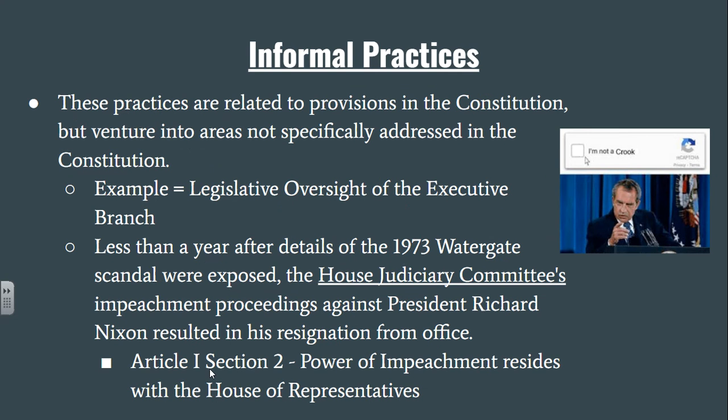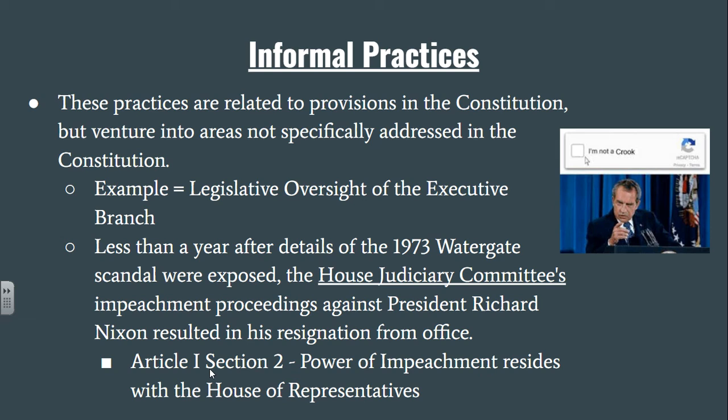All right. And then last, what we're going to talk about is informal practices. So what are these? We talk about informal practices and how they can change the Constitution. I'm going to give you one where we're going to talk about legislative oversight. All right. So what is legislative oversight? The legislative branch overseeing the executive branch. And how can they do this?